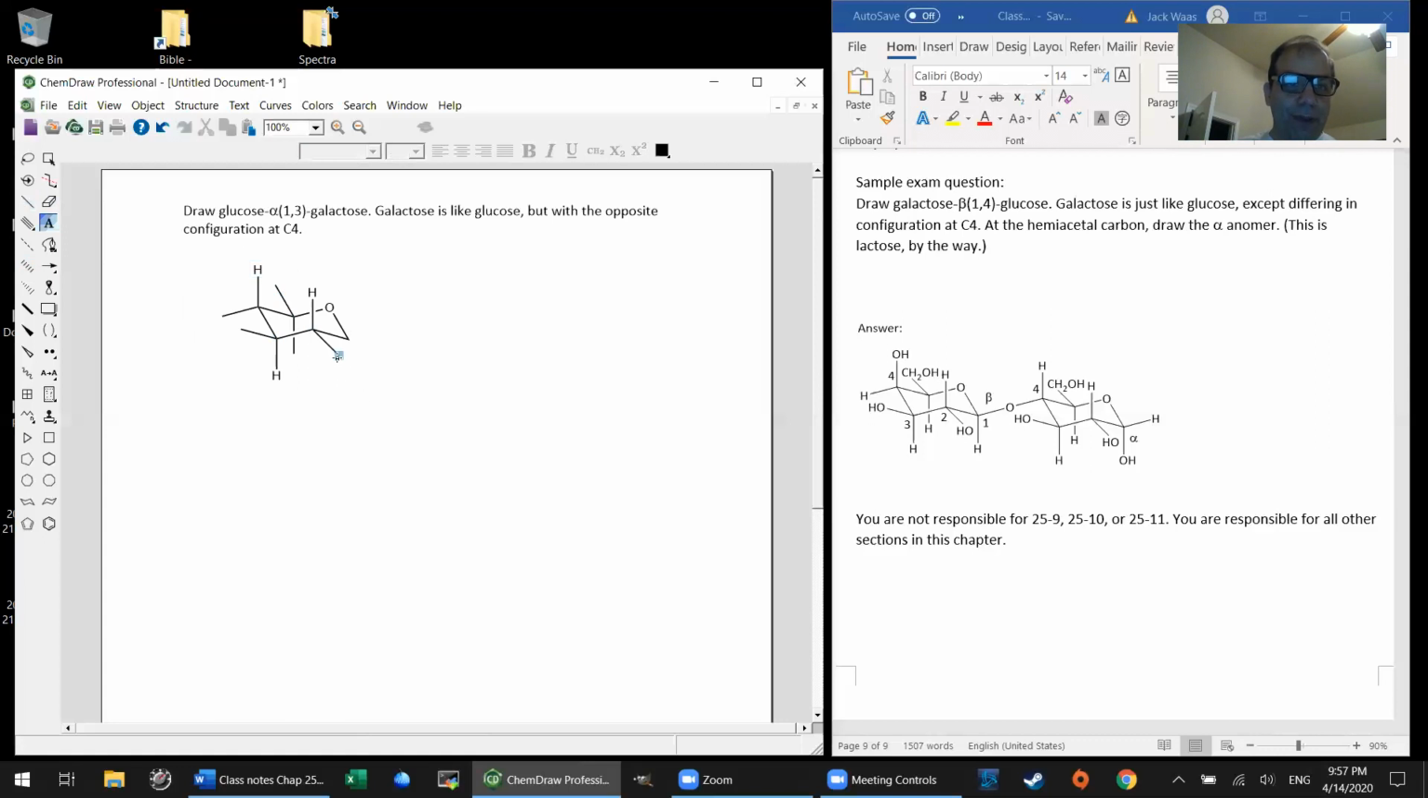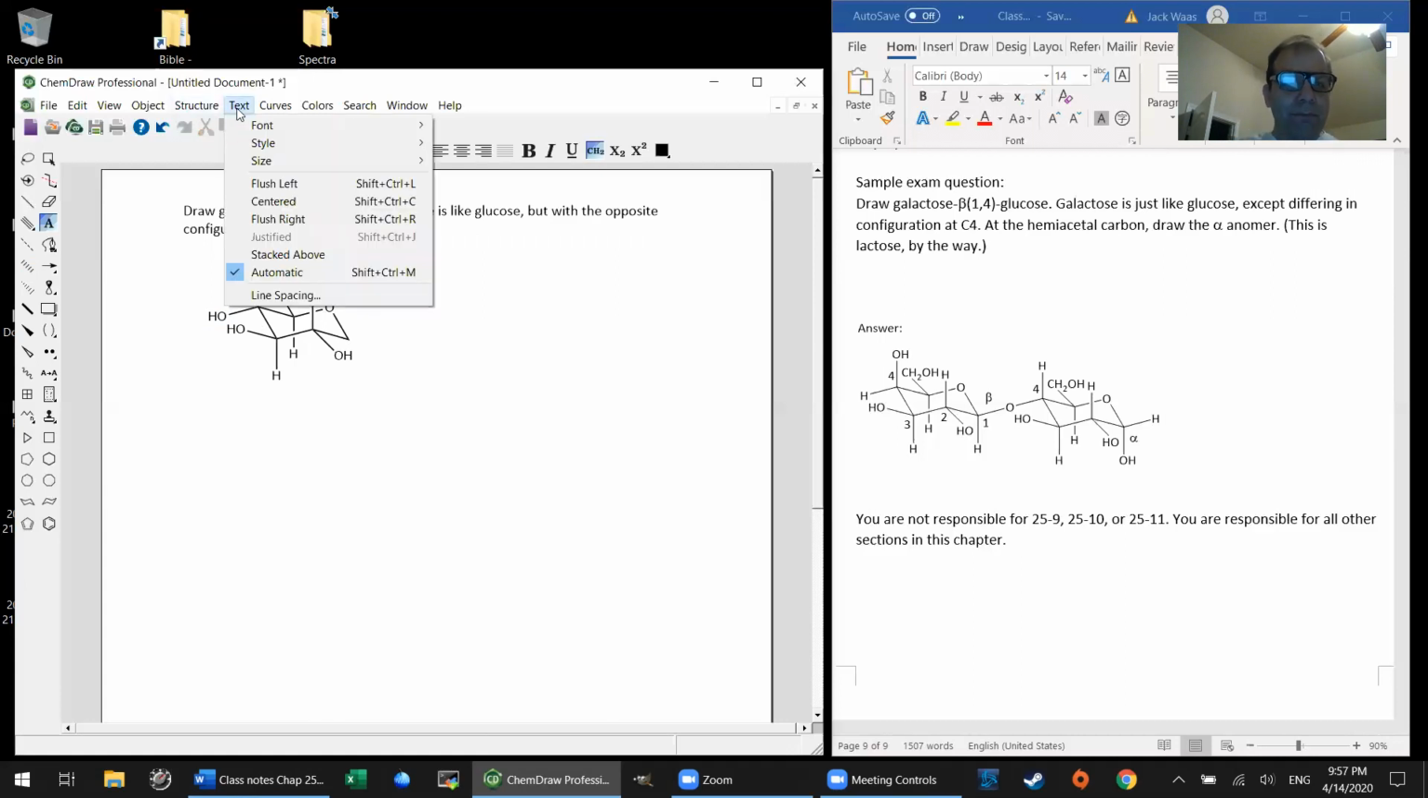And so OH over here, OH over here. I know that I'm leaving all of those alone because I'm given to start at carbon 1. I'm going to make an alpha glycosidic bond from carbon 1. So you start with the first number you're given, from carbon 1 to carbon 3 of galactose. That's what all that means. And so OH over here, I have a hydrogen over here, and over here I've got CH2OH. It's going to mess that up unless I say flush right.